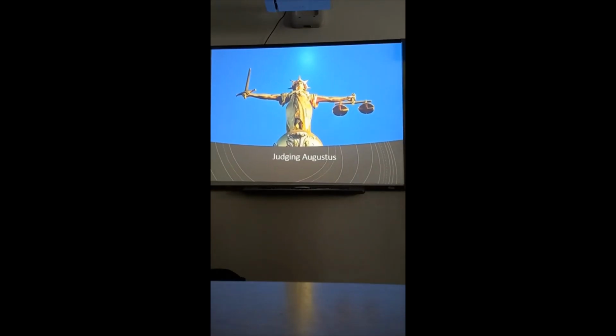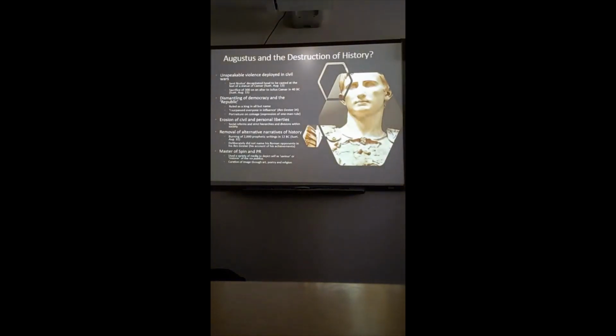Could I have the next slide, please? So I'm not going to go through these in detail. Kathy has the slides, so you can always refer to them later. But these are just areas in which Augustus might be accused, or indeed has been accused, of being responsible for the destruction of history. So the unspeakable acts of violence that he deployed during the Civil War, and I will talk about this one in a bit more detail in a moment, including apparently sacrificing 300 surrendered individuals after the Battle of Perusia on an altar to Julius Caesar on the 15th of March in 40 BC.